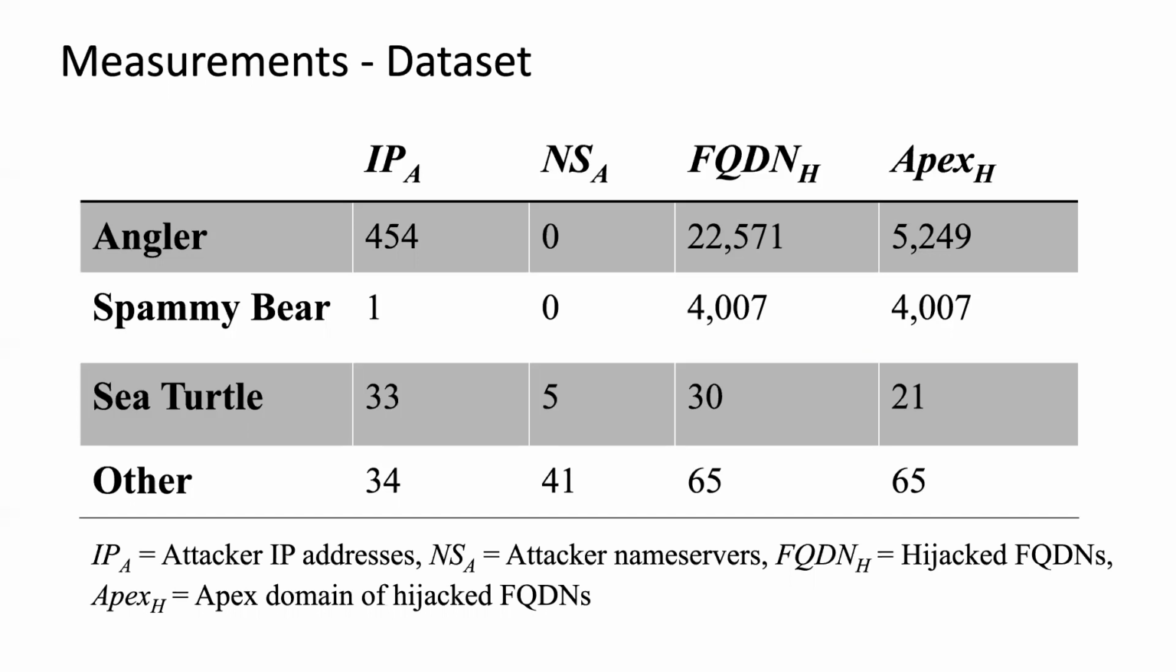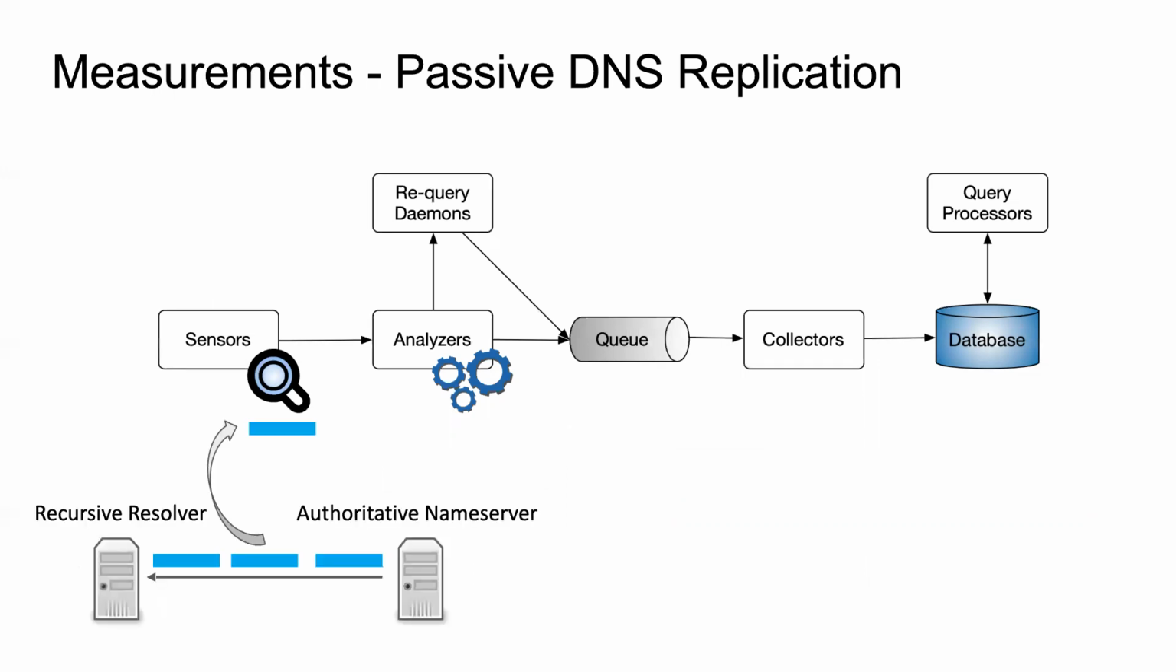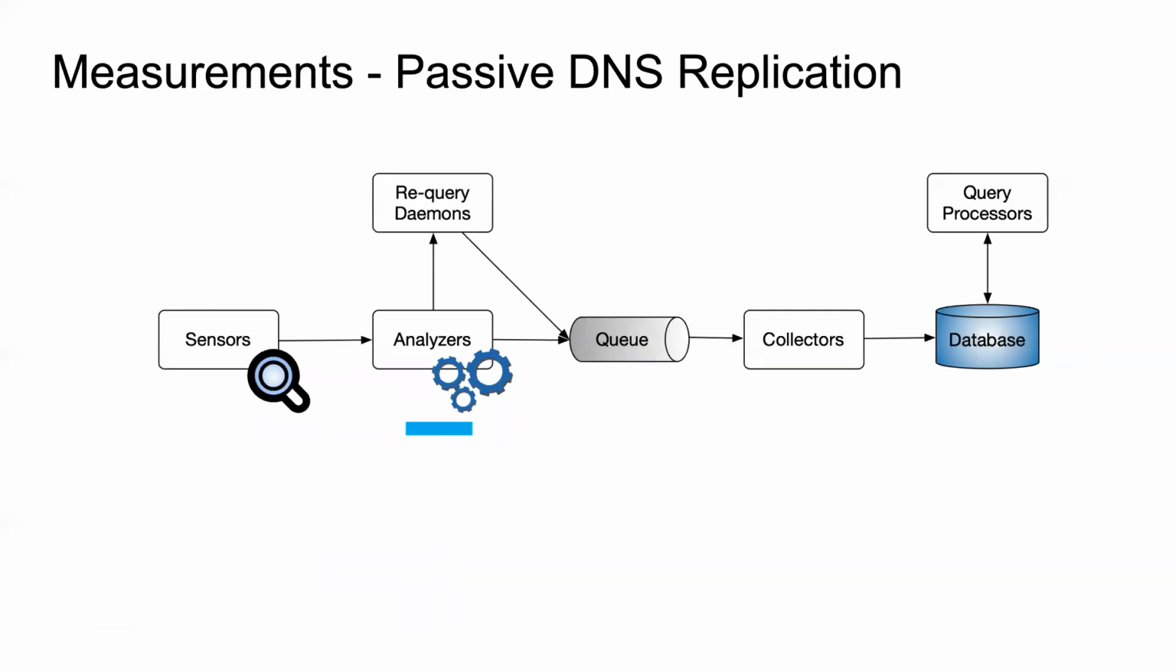We used these IOCs to search a passive DNS dataset for evidence of the attacks. To give an idea of the dataset with which we were working, some background on passive DNS, or PDNS, is helpful. PDNS replication is a technique used to capture and store DNS responses. The typical flow of the data starts with the sensors, which passively collect DNS responses between recursive resolvers and authoritative name servers. The sensors pass the data to the analyzers, which extract relevant fields to send to the collectors. The collectors finally update the database, and the query processors allow users to access the database.